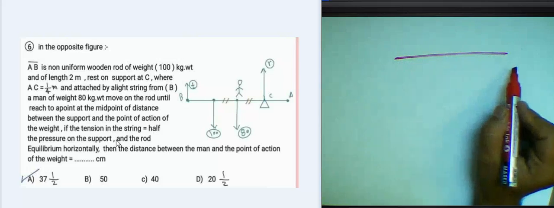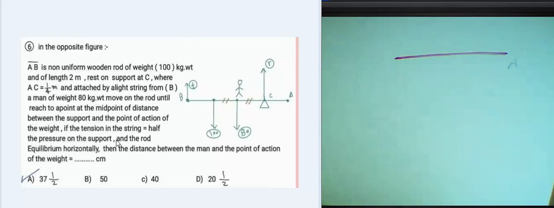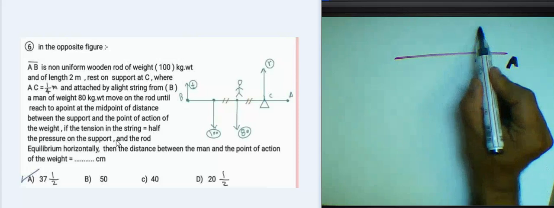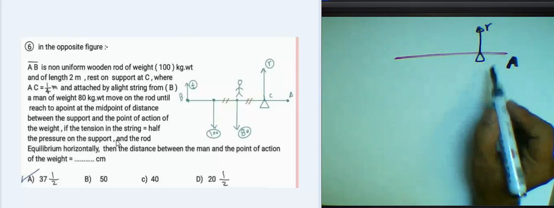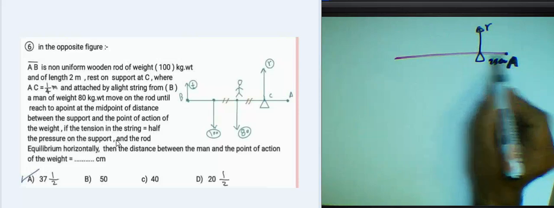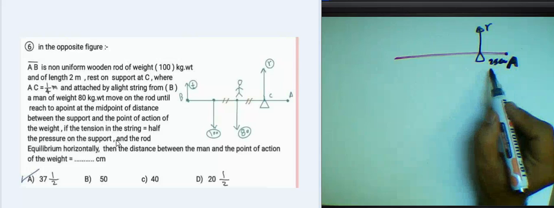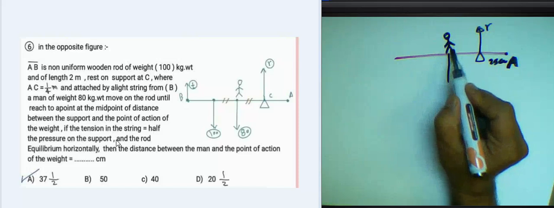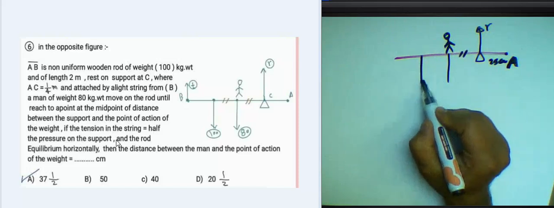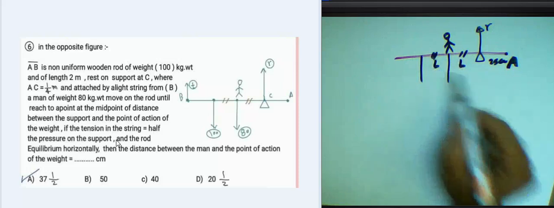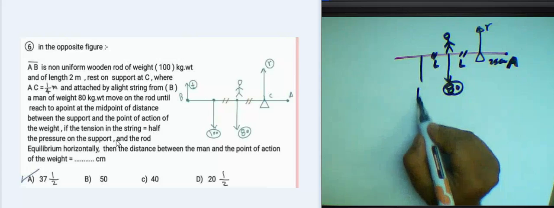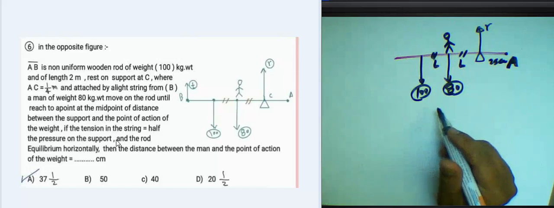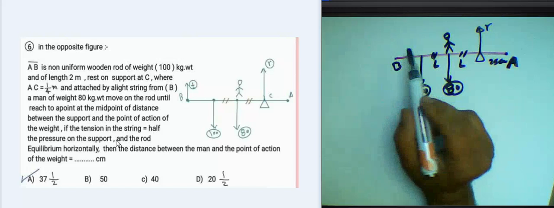Let's draw here. This point E here, and this point C here, we have reaction R here. This will be 25 centimeter, and this part is 25 centimeter. And we have someone standing here. About this part, I will put here L and L, and here 80, and about 100 kilogram weight. And at this point B, we have the tension here.